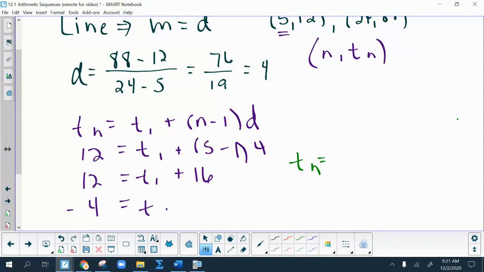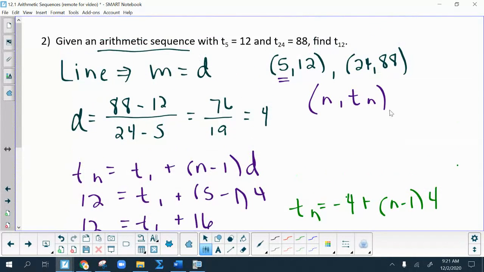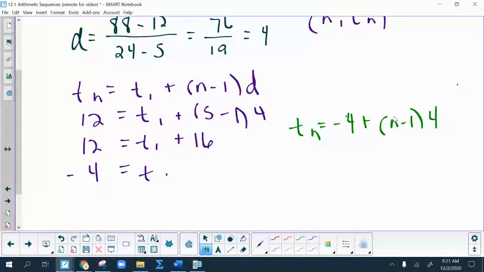So t sub n here will be equal to first term of negative 4 plus n minus 1 times positive 4. And I believe the problem asked for t sub 12. So I want the 12th term.